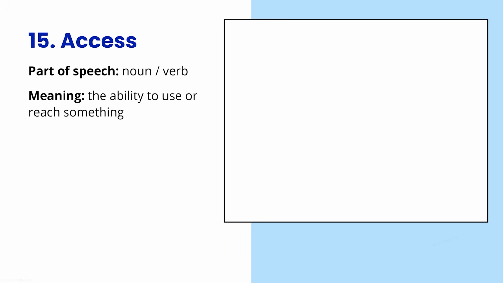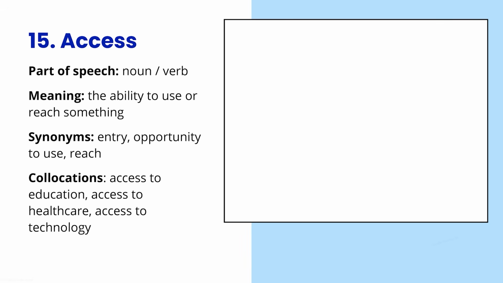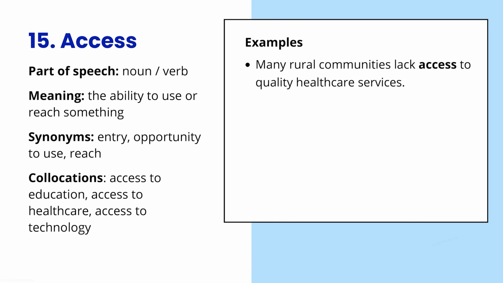Moving on to 15, which is access. Access can be a noun, and it can also be a verb, meaning the ability to use or reach something. Synonyms: entry, opportunity to use or reach. Collocations: access to education. So this means that people can use the education in that place. Access to healthcare, same thing. So the ability to use that healthcare. Access to technology.